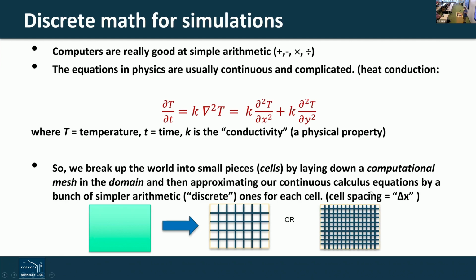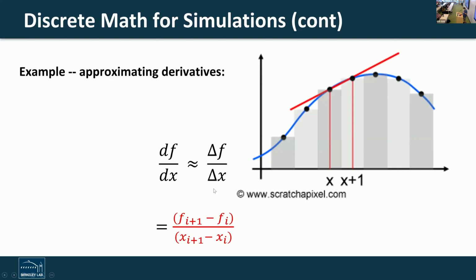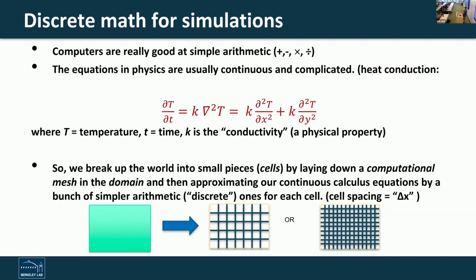For example, here's the heat conduction equation, right? It's a partial differential equation. So we can't solve the continuous equations except in very, very specific cases. So we break the world up into small pieces, which we'll call cells, by laying down a computational mesh on the domain. So we start with this continuous domain, and we lay down this mesh, and we solve basically a set of very simple arithmetic equations by approximating the actual continuous equations on each cell.